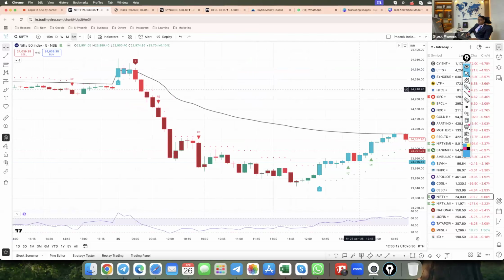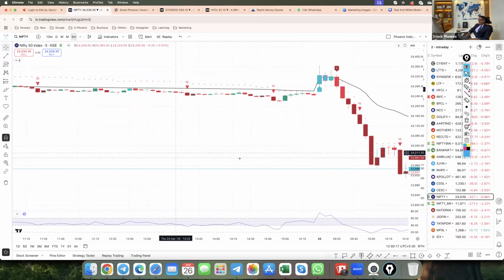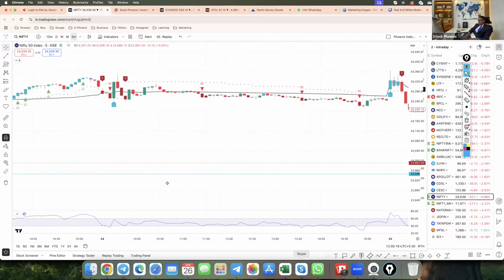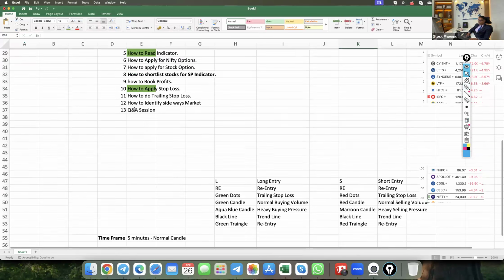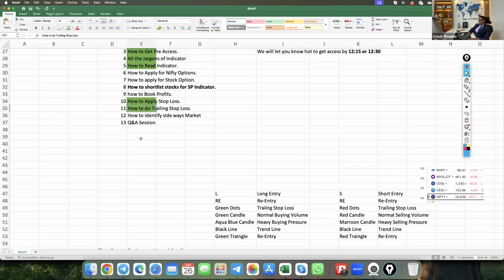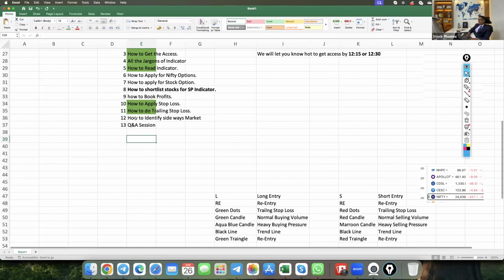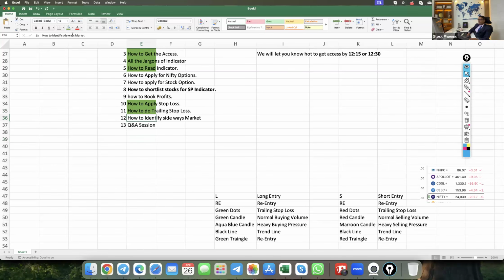Now, next part. False signals are more than true signals. Now, let's understand this part. We have completed the stop loss part and the trailing stop loss part. Now, Salil, we'll find out how to identify a sideways market, where a lot of false signals come. Can we learn that now?